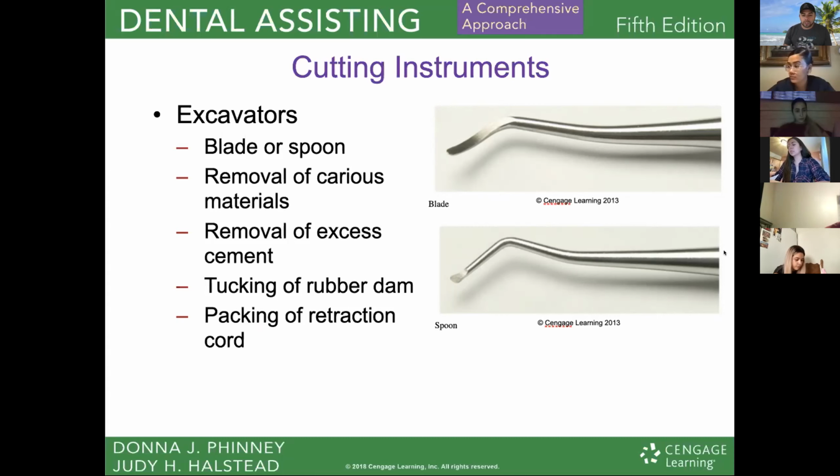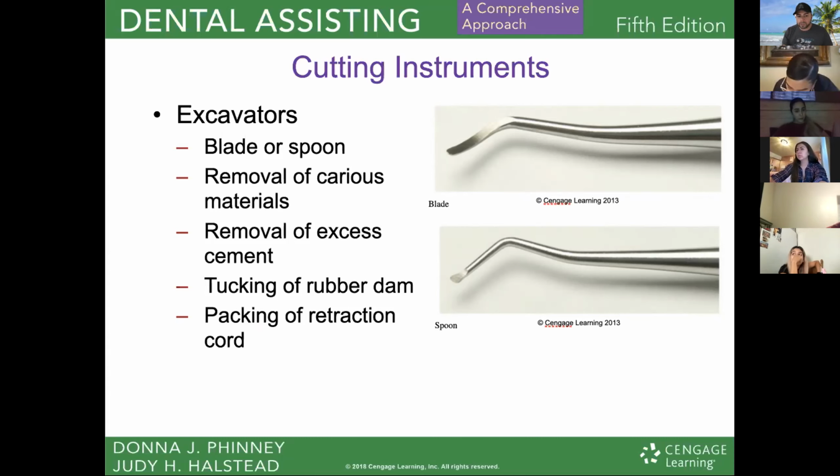Okay. It's also used to remove excess cement. So if we cement a cap onto a tooth, you can imagine if we fill a cap with cement inside and we fit it over a tooth and we squish it down, there's going to be excess cement that kind of forms around the tooth. And so we can use something like a bladed excavator to kind of trim off that excess cement and make it smooth so that there's no excess or flash underneath.